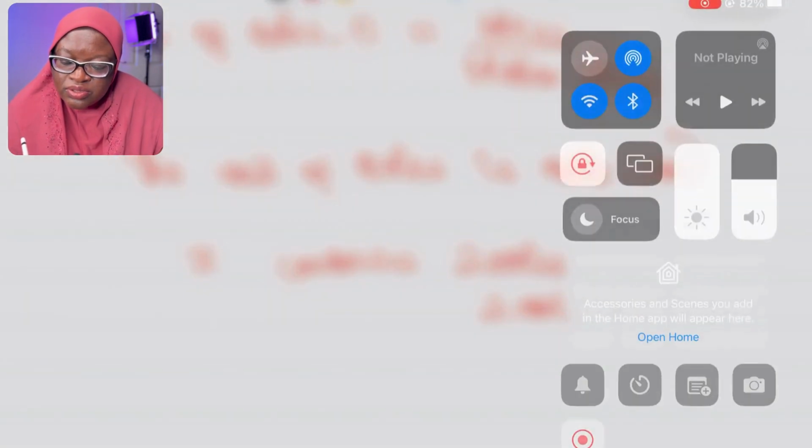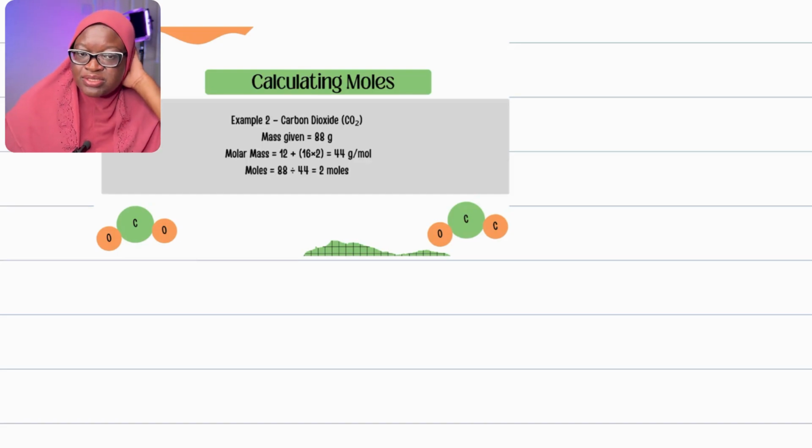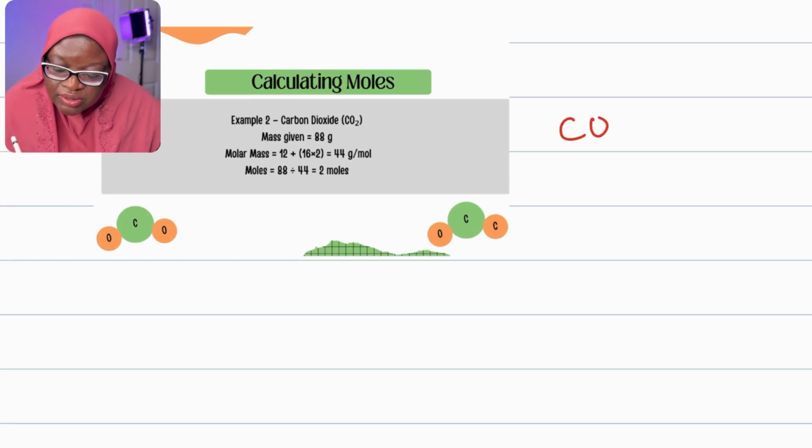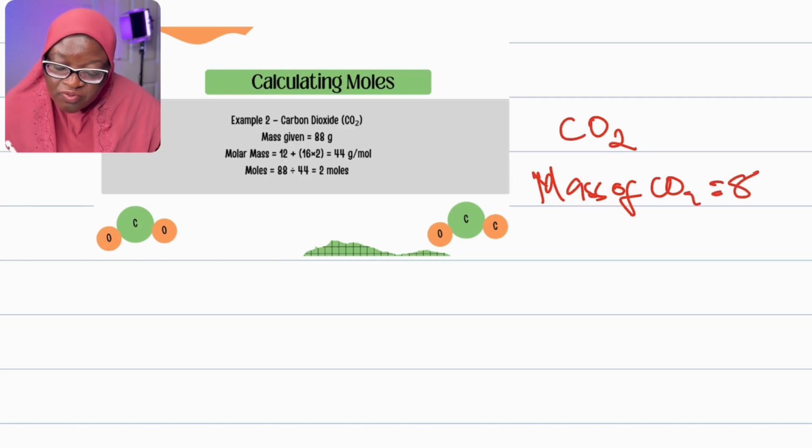Number of moles is mass divided by the molar mass, and we've also learned how to calculate the molar mass of different molecules. Now let's take this as an example. We've been given the mass of carbon dioxide as 88 grams. So from this question, the molecule we're working with is CO2. Mass of CO2 is 88 grams. We've been asked to calculate the number of moles.